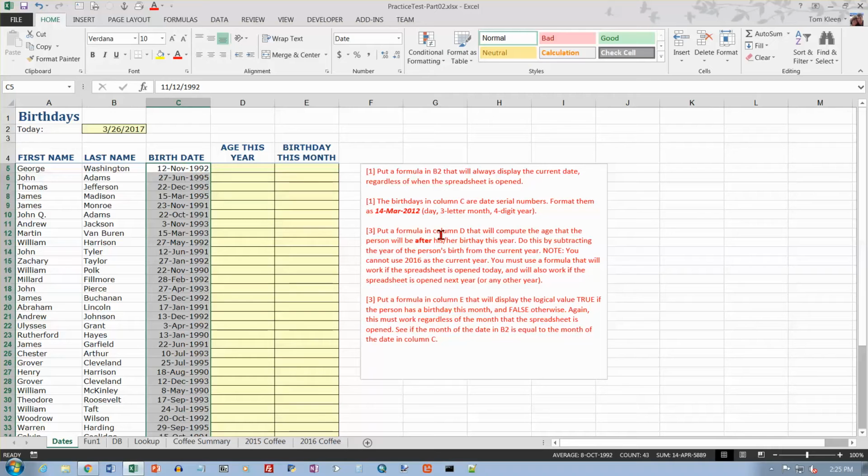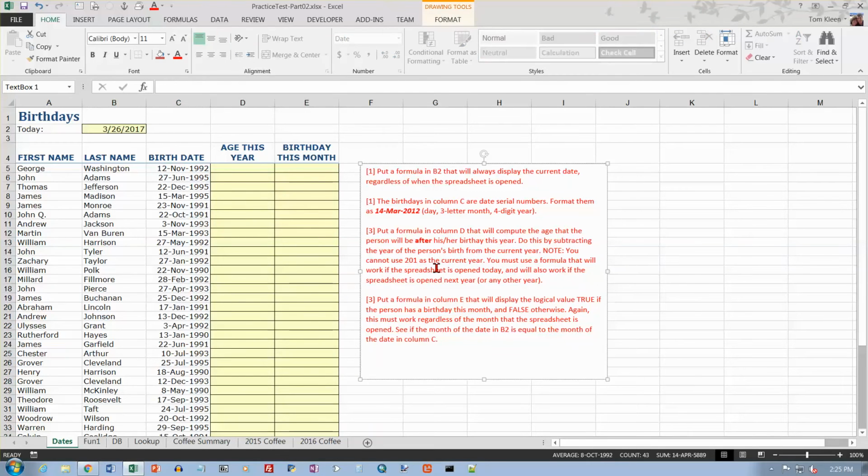Click on OK, and now everything is formatted correctly, and we're going to move on to the next question. Put a formula in column D that will compute the age that the person will be after his birthday this year. So what we're going to do is subtract the year of the person's birth from the current year. It's actually 2017 now that we're doing this, so we can't use 2017 as the current year. We got to use a formula.